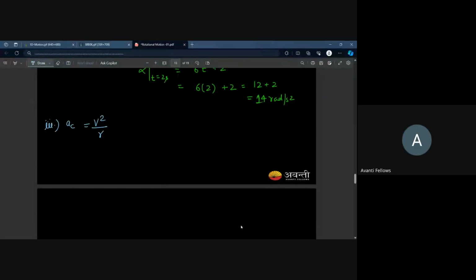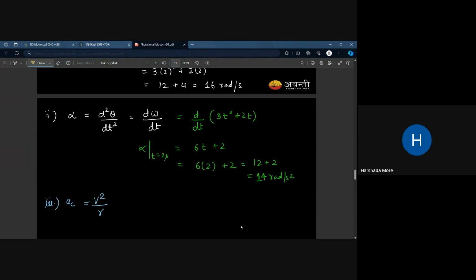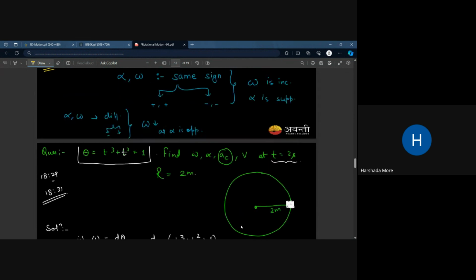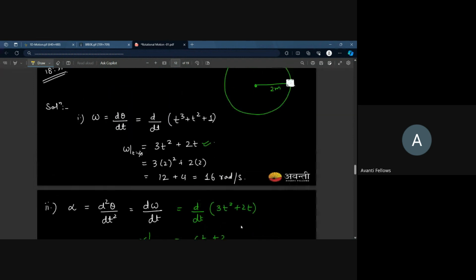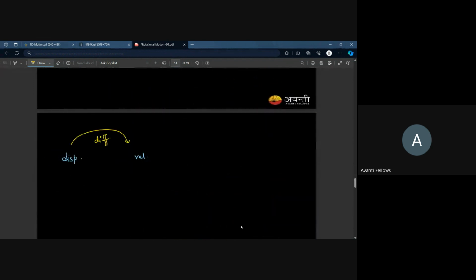See, I just told you in the previous question, remember one thing: when you have to move from displacement to velocity, no matter whether it's linear or angular, you should go with differentiation, right? Here, they have given the theta, the displacement, and they want you to find the omega, the velocity, so we should differentiate. If we have velocity and they are asking about the acceleration, then also you should do differentiation.